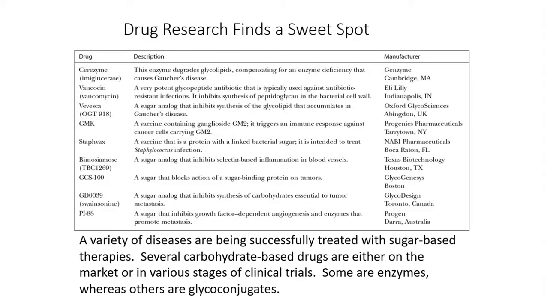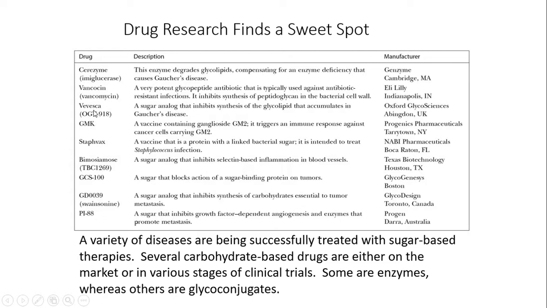Finally, drug research. There are a variety of diseases that have been treated with sugar-based therapies. You may recognize some of these names, maybe not all. Vancomycin is an antibiotic. It's usually used as a last resort, but this is a glycopeptide, so it has a saccharide unit in it, and this inhibits the peptidoglycan in the bacterial cell wall. Eli Lilly has produced that.